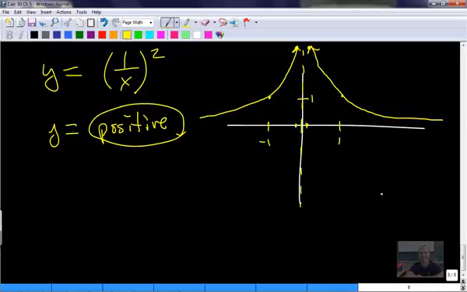And I think you actually see that one in your textbook somewhere, that exact 1 over x squared. Yeah, actually on page 207 there. So, any questions on vertical asymptotes?